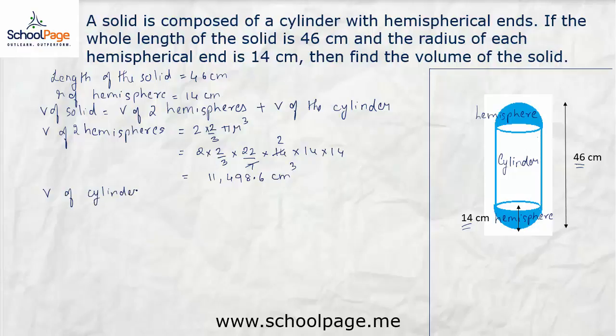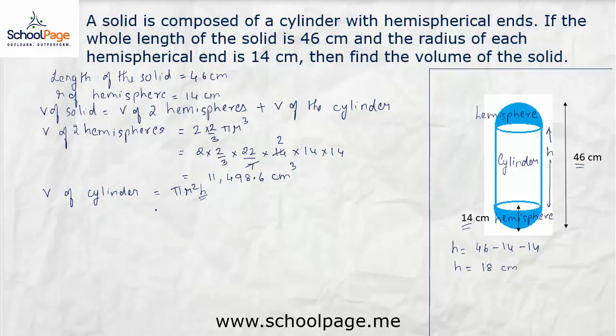Now let us find the volume of the cylinder. The volume of the cylinder is got by the formula pi r square h. Now h has not been given to us. This will be the height of the cylinder. Now we have been given the total height of the solid as 46. So that means if we subtract the height of the two hemispheres, we will get the height of the cylinder. So h is equal to 46 minus 14 minus 14. So the height of the cylinder is equal to 18 centimeters.